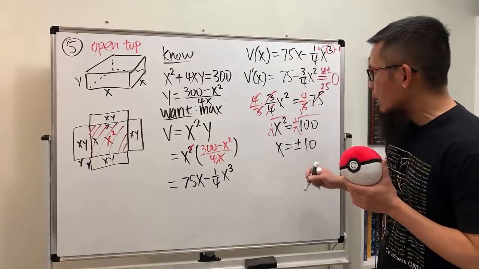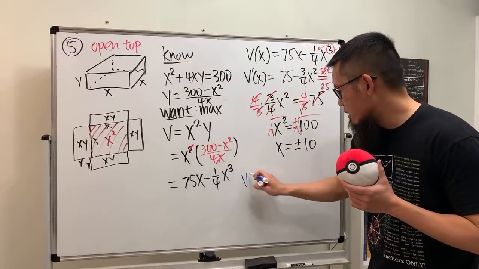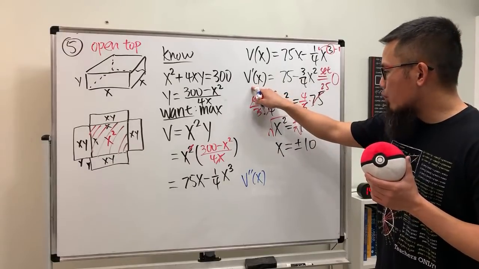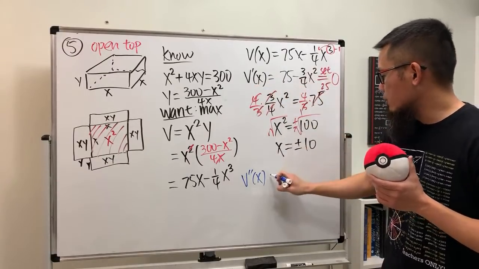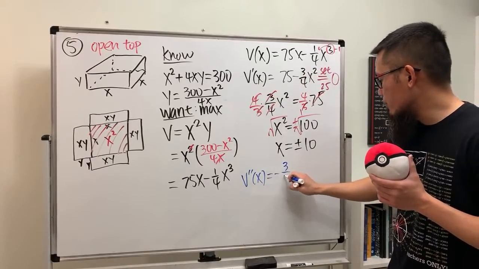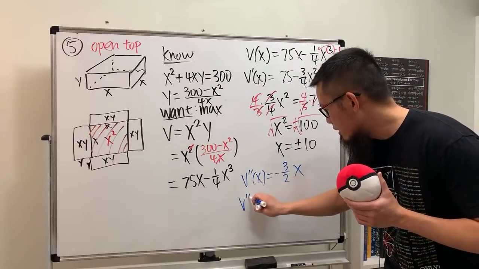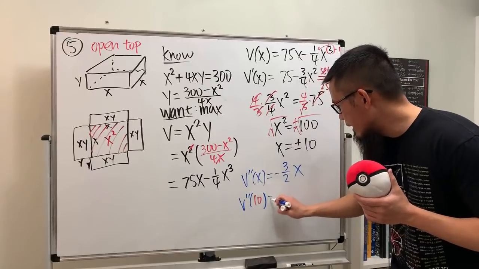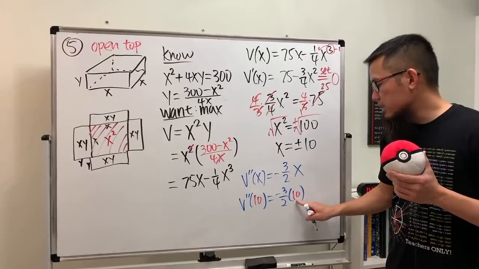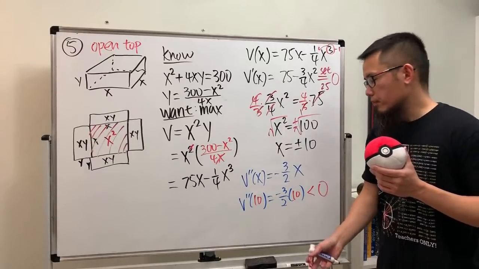To do so, I would like to use the second derivative test. So look at this and differentiate this again. We get V double prime is equal to 0, and then this is going to give us negative, and then bring the 2 to the front, we get 3 over 2, and then we just have x. And when x is 10, put that in, you get negative 3 over 2 times 10. Well, this is positive, this is negative. When you multiply, you get this being less than 0.